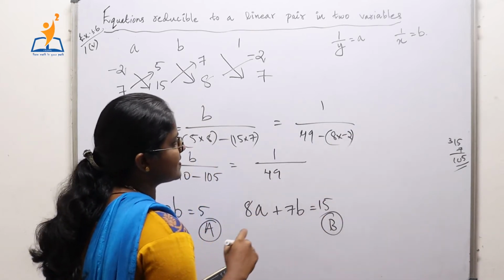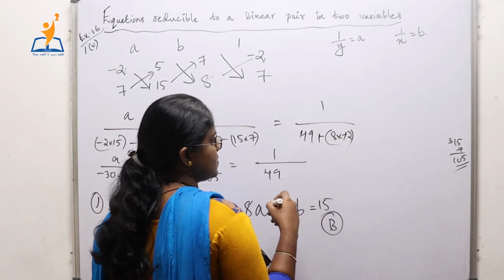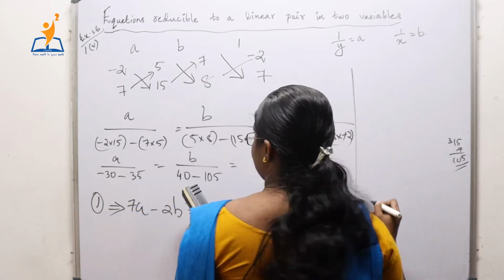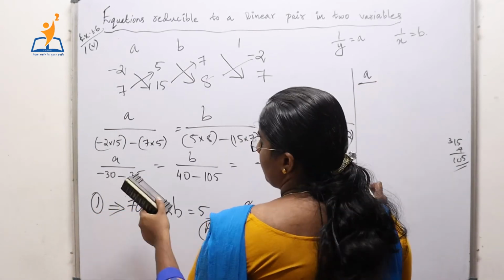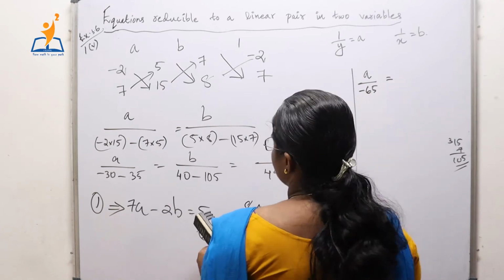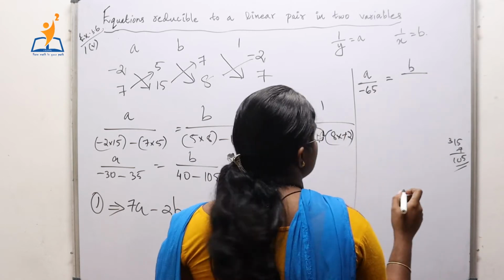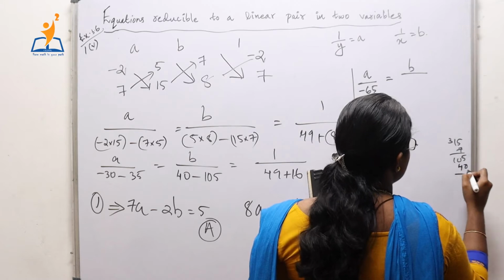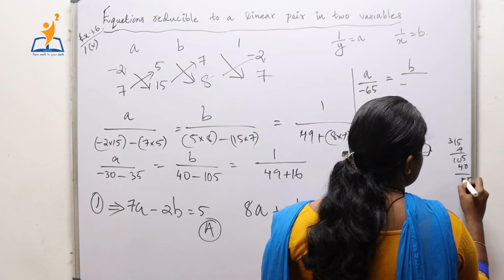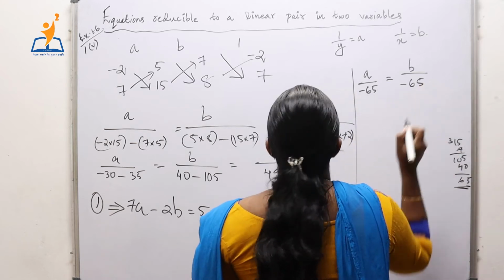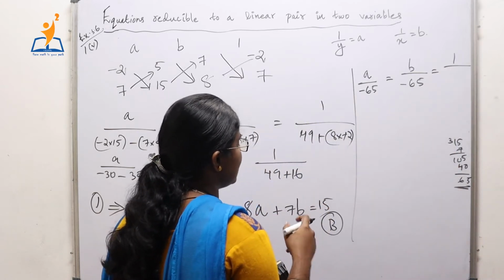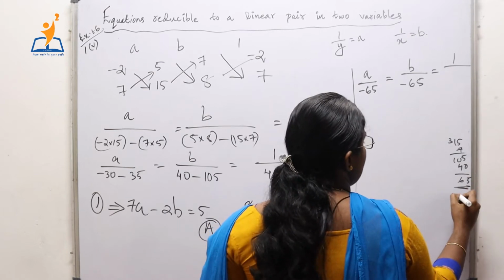8 into 2 is 16, so minus and minus gets into positive. So 49 plus 16. So we got like this: a by minus 30 minus 35 is minus 65, which is equal to b by 40 minus 105, which is 105 minus 40, and we will give a negative sign. So it is 65, which is equal to 1 by 49 plus 16, and what is 49 plus 16?